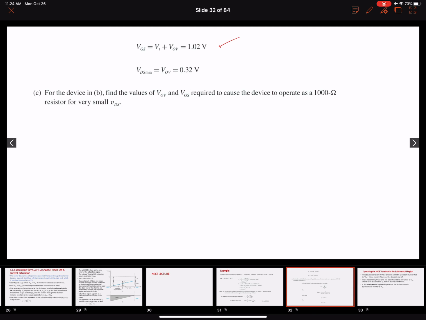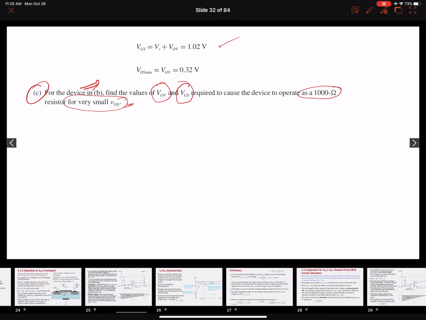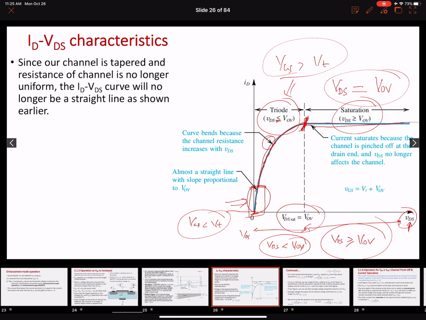This was the overdrive voltage. Okay, now for the C part, we have a similar device as talked about in B, and now we need to find out the values again of the overdrive voltage and the gate to source voltage. But now our device is being operated as a 1000 ohm resistor for a very small value of VDS, right? We talked about when VDS is small, the channel or the MOSFET can operate as a linear resistance. And when this is the case, we saw this, going back on the IV curve. This is the small VDS region of the device, right?